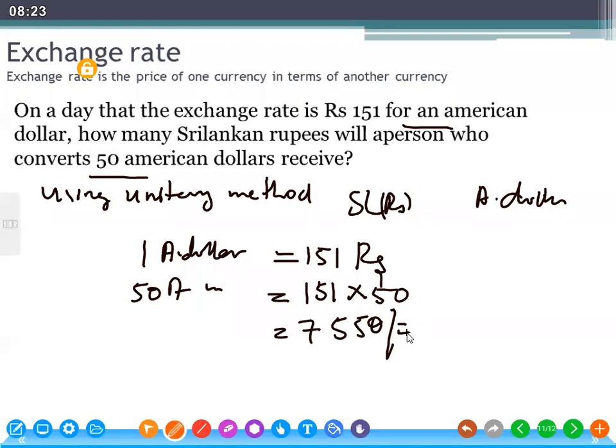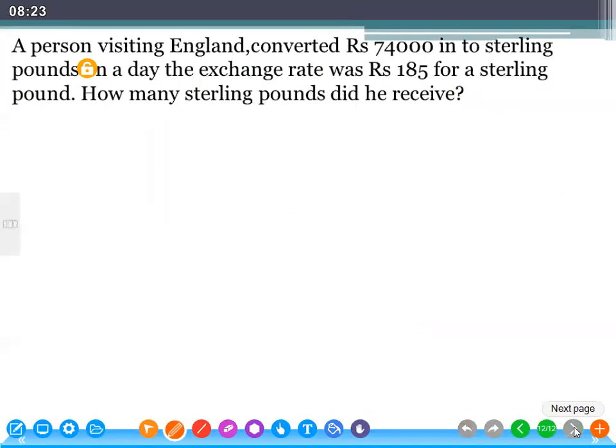Okay, see another example. A person visiting England converted rupees 74,000 into sterling pounds on a day. The exchange rate was 185 for a sterling pound. How many sterling pounds did he receive?